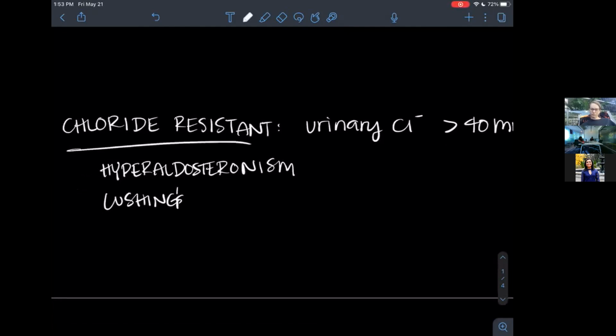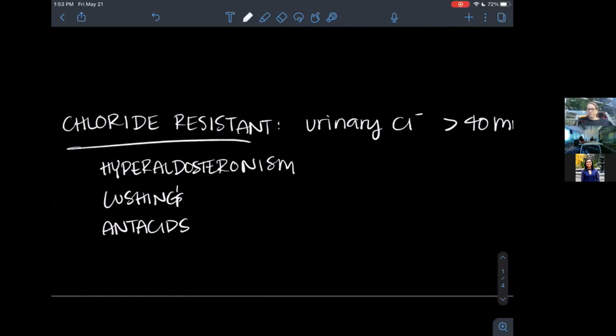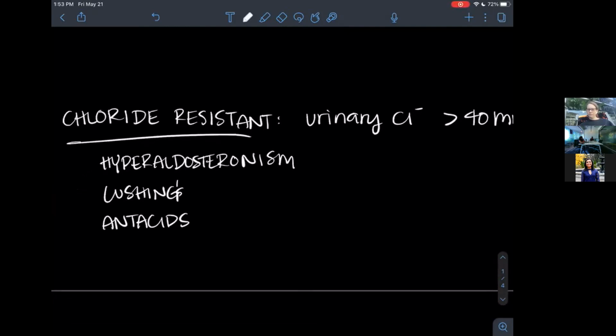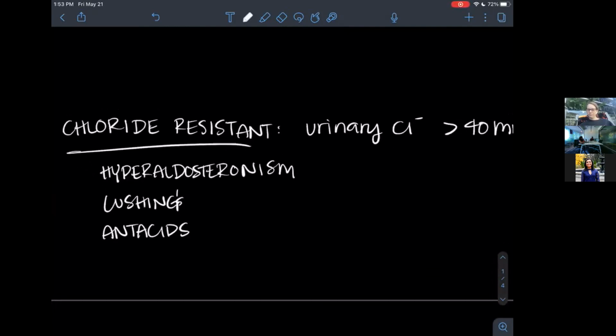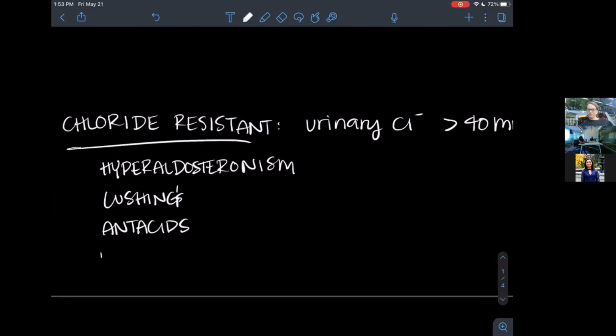If you have a high alkali load, so let's say you're using a lot of antacids for your stomach, that can cause it. Diuretics can also cause chloride-resistant alkalosis as well. Something that's interesting is hypokalemia can cause this, which I thought was interesting because it kind of works both ways.